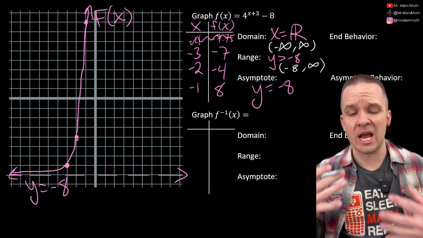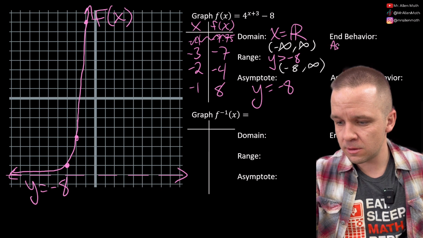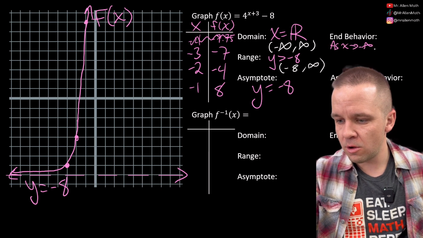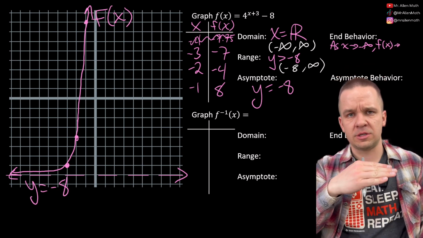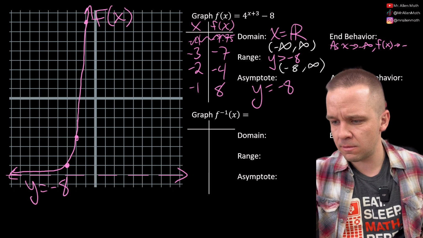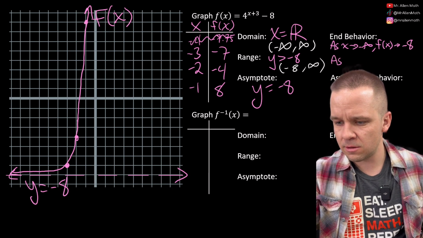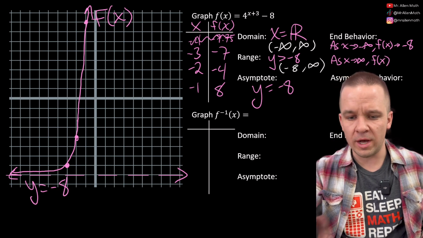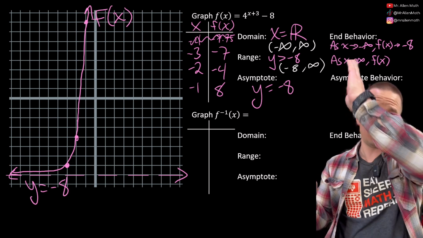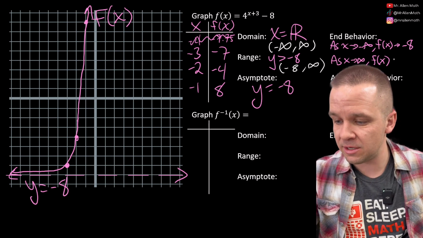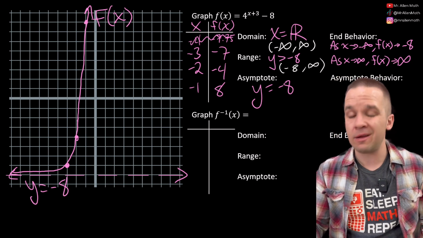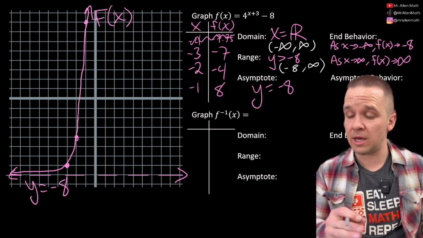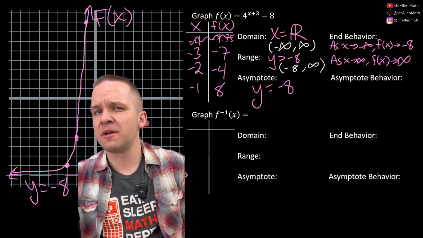Well, as x approaches negative infinity, what's f of x approaching? Well, that's going close to the horizontal asymptote, so -8. And then as x approaches positive infinity, what's f of x approaching there? Well, as I go towards the right side of the graph, that thing's just shooting straight up, right? So it's going to positive infinity. Arrow. There we go. As we go to the right, it's going up. As I go to the left, it's getting close to that horizontal asymptote. And then we have ourselves asymptote behavior.